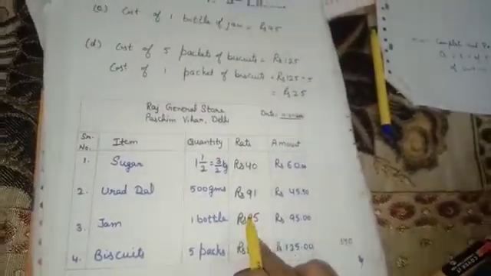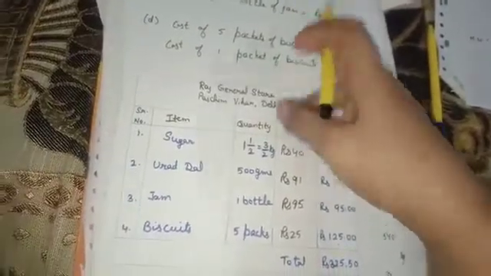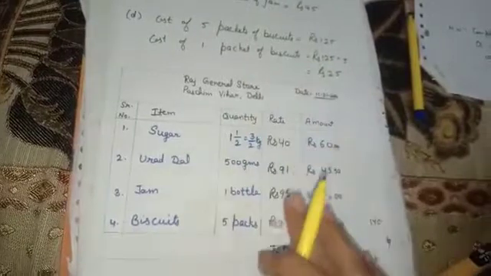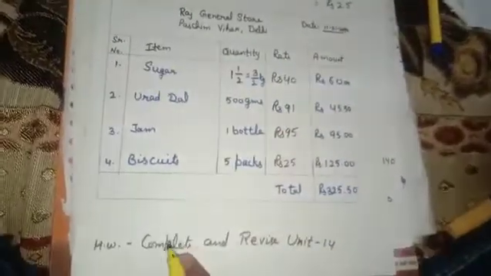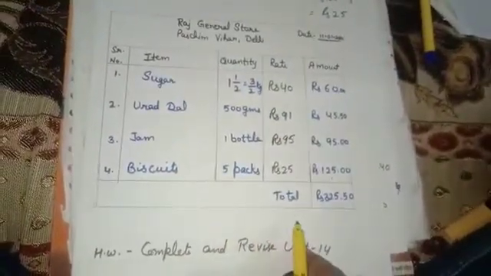Just one thing was different in this. We just had to calculate the rate in place of amount. Okay, so this completes our unit 14, and your homework is complete and revise unit 14.